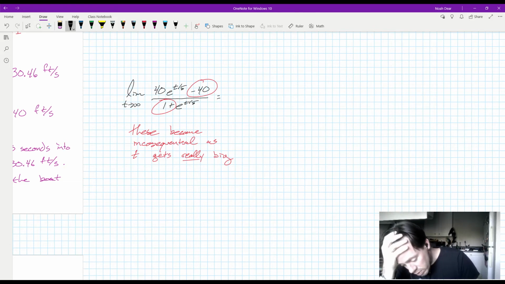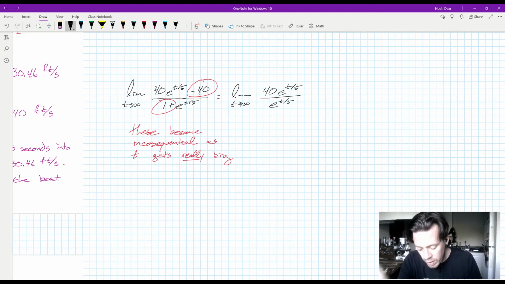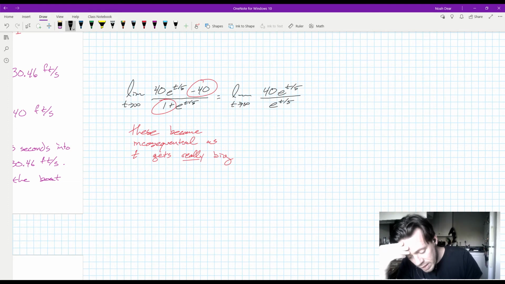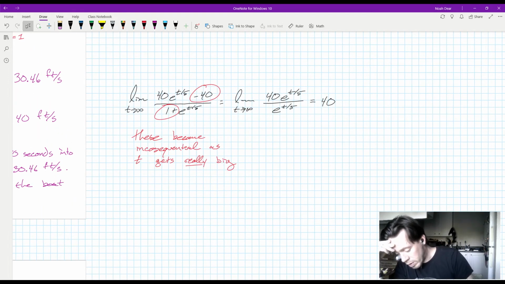this is going to limit out to, we still have a limit, we haven't taken it quite yet. It's going to limit out to the 40 e to the t over 5, which is going to be a huge number over e to the t over 5. The 40 and the 1 just are going to mean less and less in the big ratio. So the e to the t over 5s can reduce, and we just get a 40 out of this. This is a standard technique that people in physics use more than mathematics.